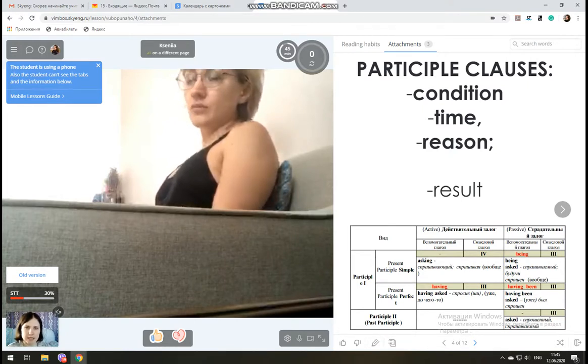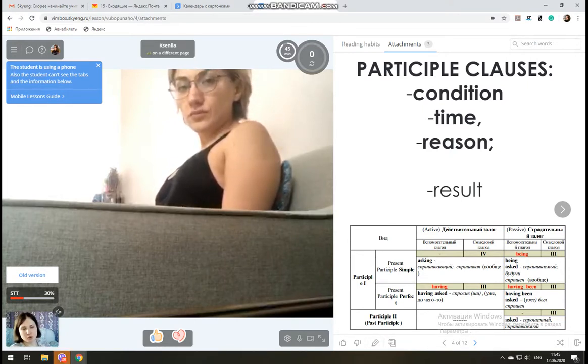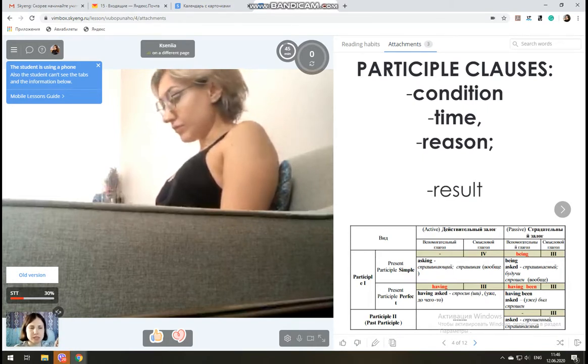But I would say that I personally prefer to use present participle perfect active. And in this case, as you can see from this tablet below, we are going to use having plus the third form of the irregular verb.